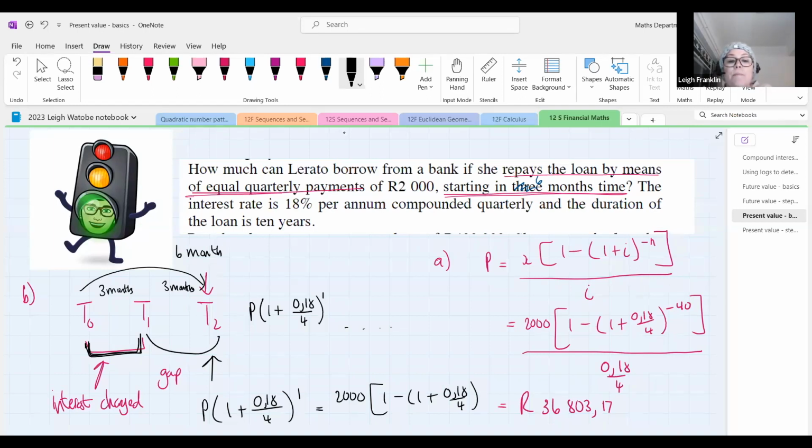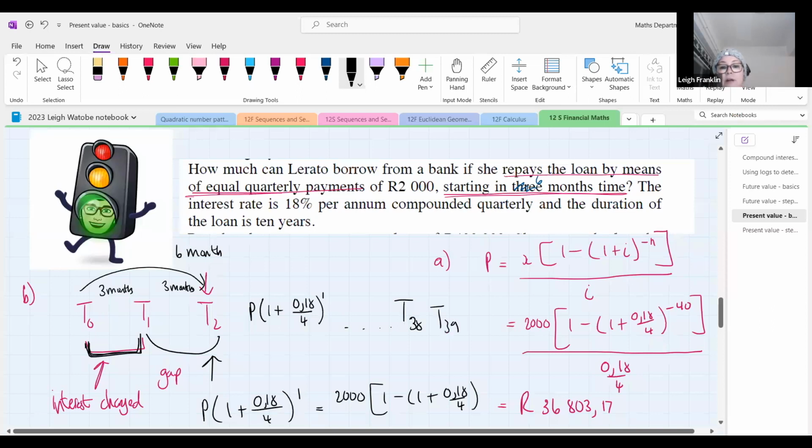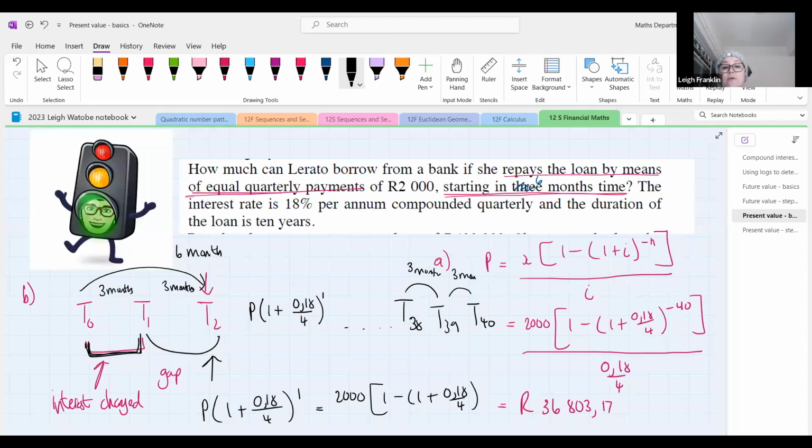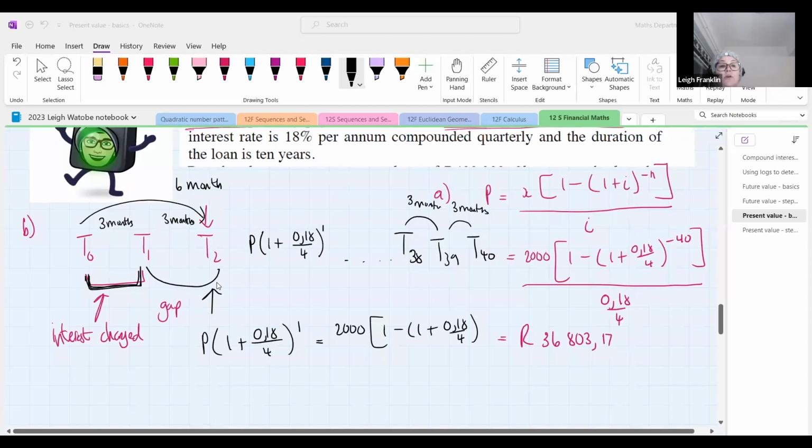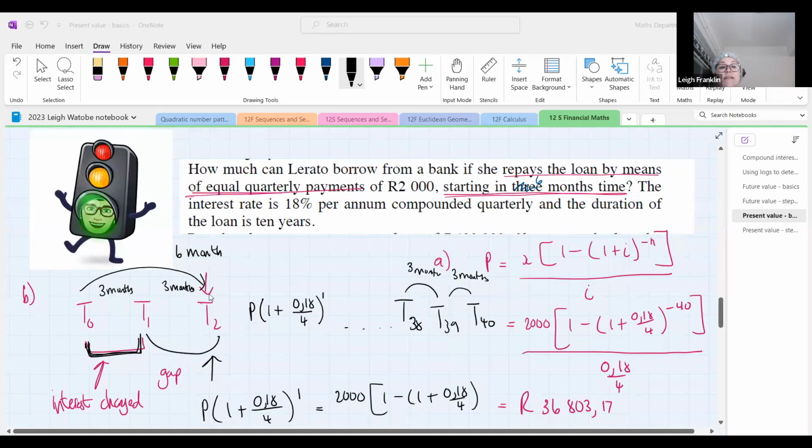So by the time we get down here to the end, how many quarters did we have? We had 40 of them, didn't we? T38, T39, T40. Remember, from here to here is 3 months. From here to here is another 3 months. She is starting, it's Lerato, at T2. She has to go all the way down to T40.